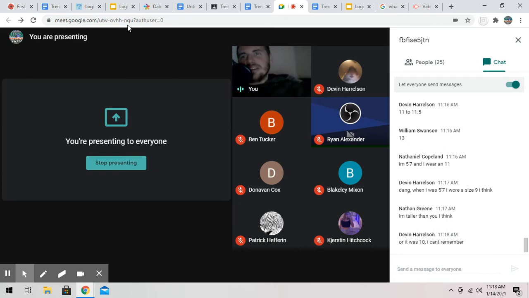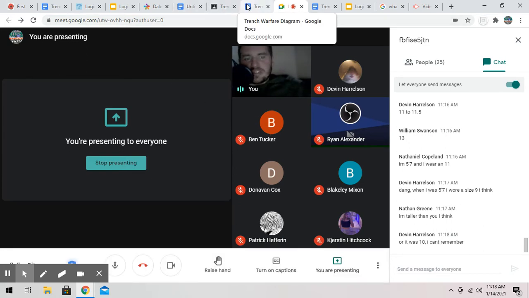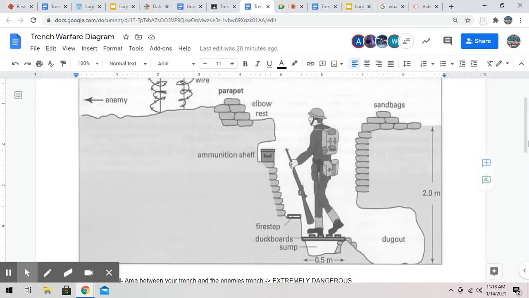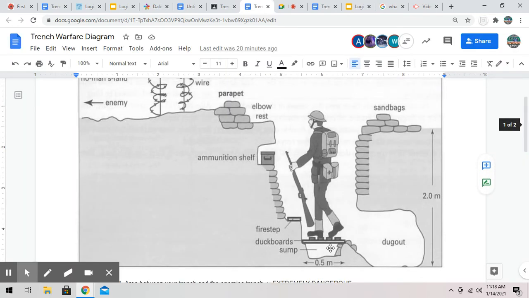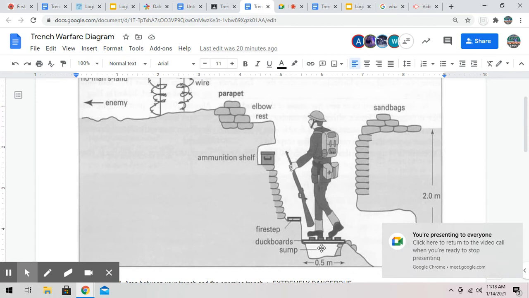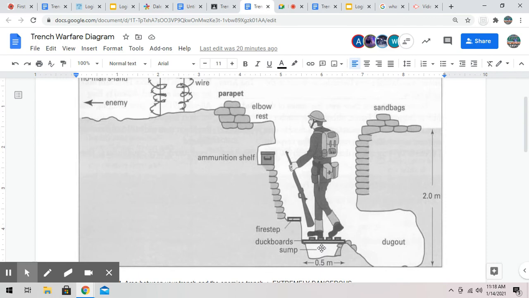Okay. Anyways, all right. I'm getting back to the trench diagram. All right. So let's see. We have a sump. So these are like holes that are dug to keep the water draining, okay? To keep the water draining at the bottom. And then these duck boards, all they are is wooden slats that are joined together to go over those sumps, to go over that water.